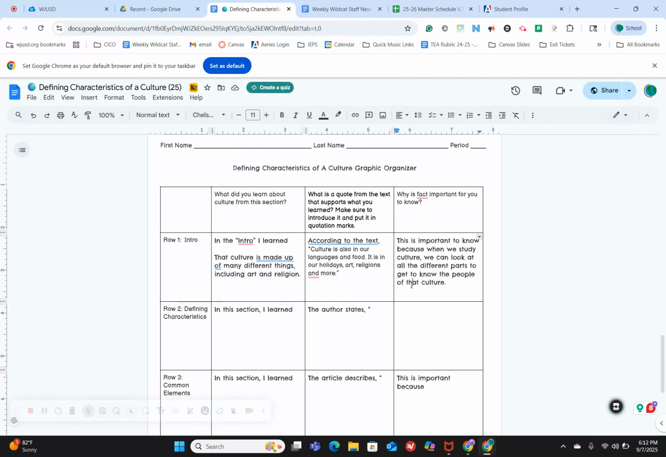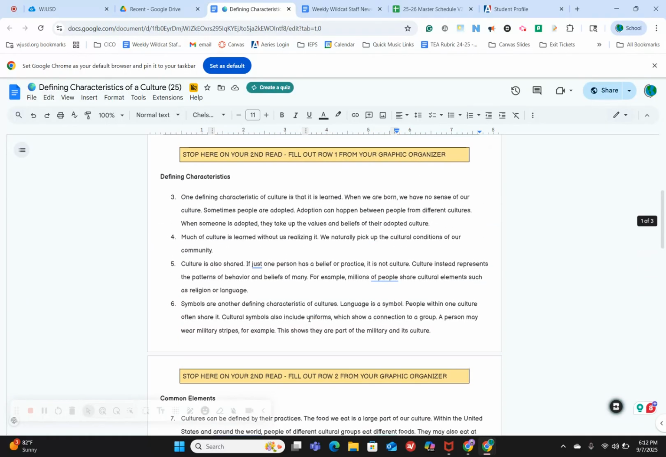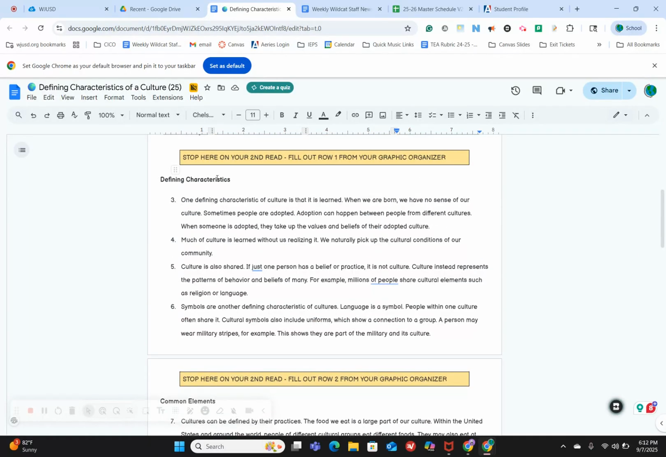All right, here we go. So moving on to the second section. You now have an example of what to do. You're going to follow that process. For row number 2, I'm going to go up to my defining characteristics section. I'm going to look back at those 4 paragraphs, especially the main idea sentences that I underlined, and decide what is one fact I learned from that text. So take a minute, find your fact.